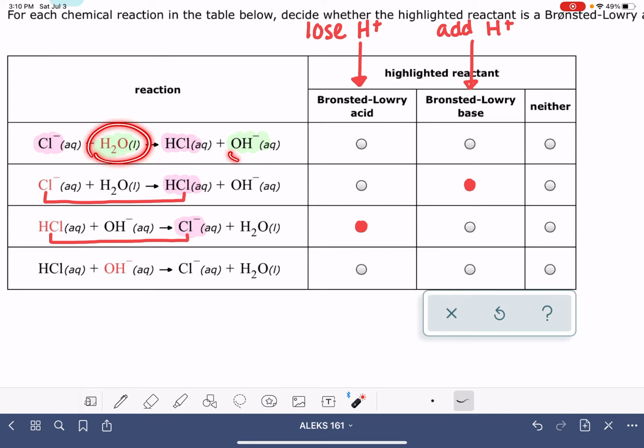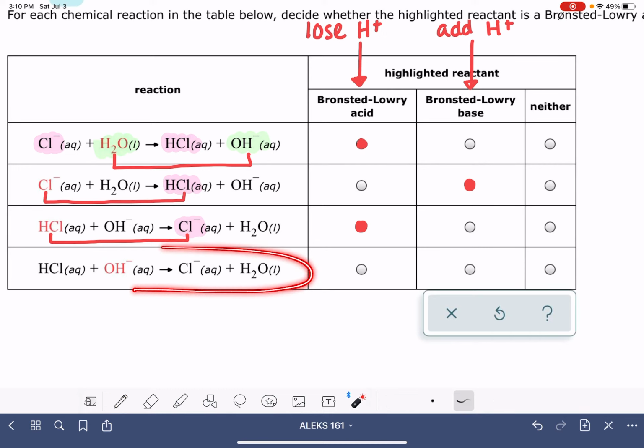Once we've made this decision that these two belong together, we ask ourselves, how did that transformation occur? What actually happened to the H2O molecule in order for it to become OH minus? We can see that it lost one of its hydrogen atoms. It went from 2 hydrogens down to 1 hydrogen. That means that it is an acid.